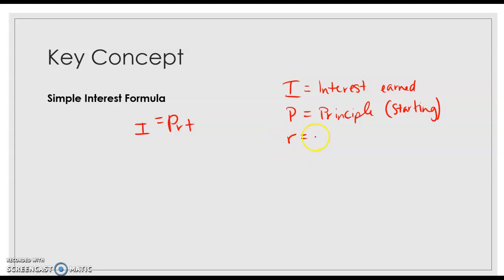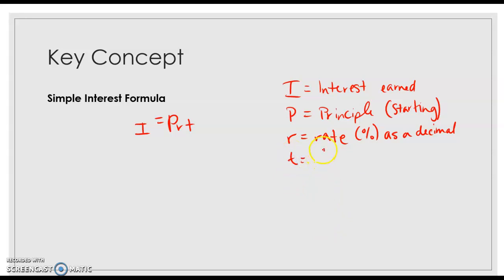R is our rate. It will be given to you as a percent, right? But it has to be changed to a decimal. So write as a decimal. You can't put it in as a percent, otherwise it changes the whole value. And then you're like, oh my goodness, that's a lot of money I'm paying in interest, and really it was just an error in calculation.